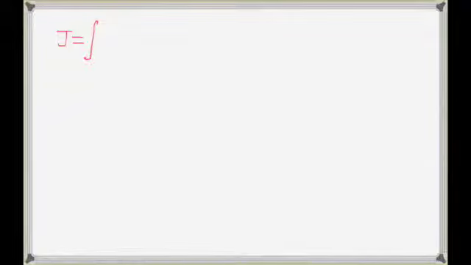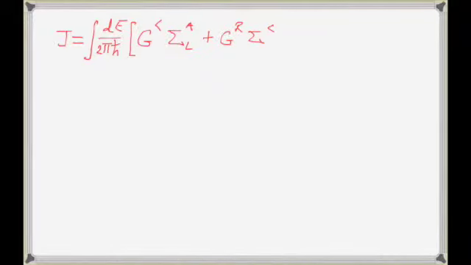now going from time back into energy, dE over 2 pi h bar times, and now everything's just a function of energy, G less than sigma A left, plus GR sigma less than left minus sigma R left G less than minus sigma less than left GA. So those are the four terms, where I'm looking only at the left contact ones from a given contact. And each term is just a function of energy.